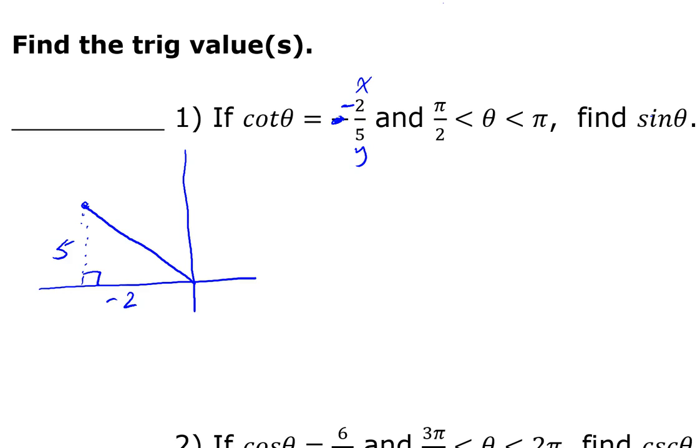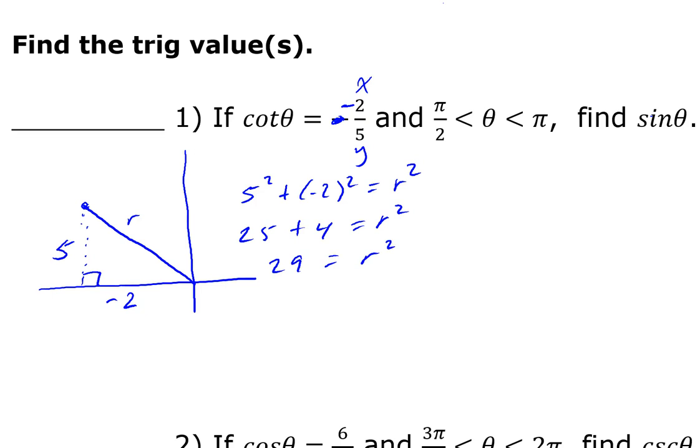In order to find sine, we're going to need the radius. So I am going to use the Pythagorean Theorem. So 5 squared plus negative 2 squared should equal the radius squared. So 25 plus 4 should equal the radius squared. So 29 should equal the radius squared. So taking the square root of both sides, the radius should equal the square root of 29. Radius is always positive, so I know it'll be positive square root of 29.